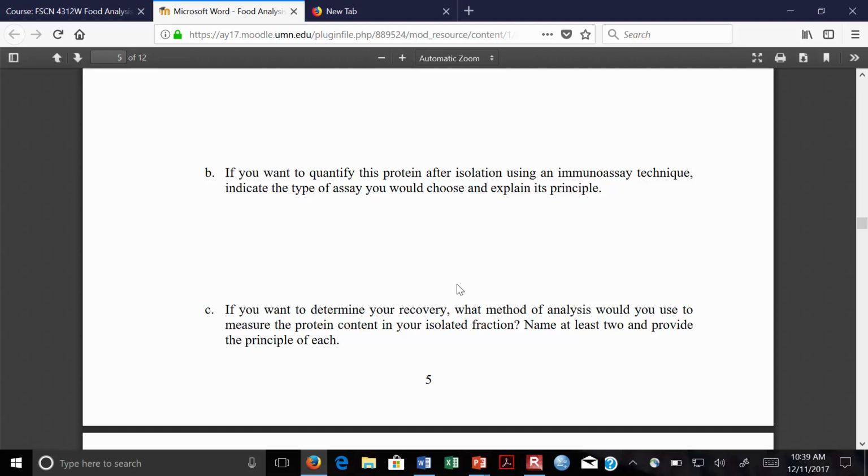And then you would explain its principle. So you will have a capture antibody that has been immobilized on a plate. Then you would put your sample with the protein in it. The protein will bind. And then you will put another indicator antibody that is labeled with an enzyme. And then you add a substrate, and then you measure the absorption of the product.